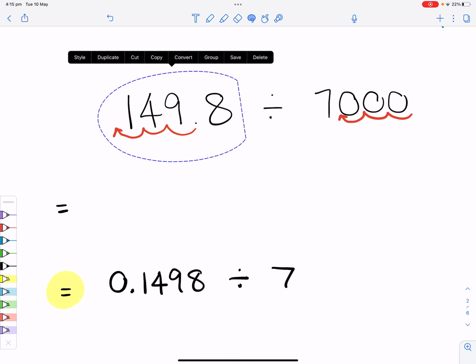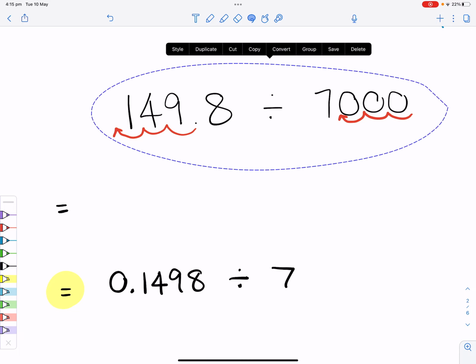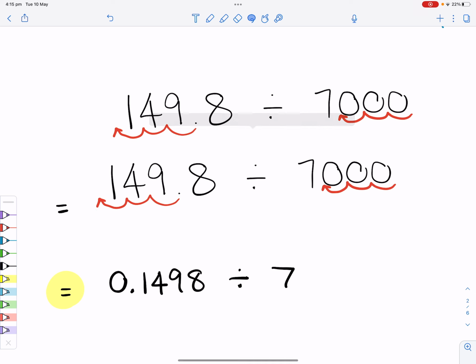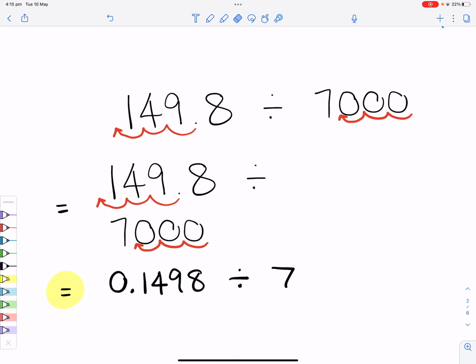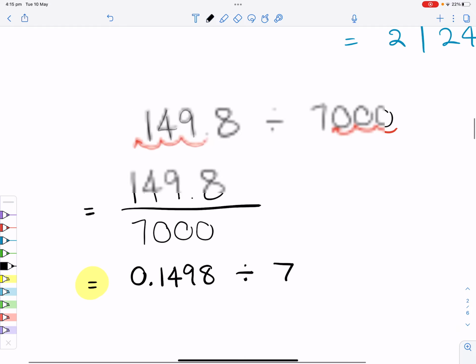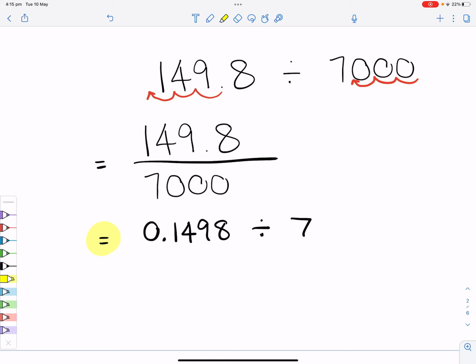So this, let me go with this, copy, paste. So essentially what we've got here is I've turned this into a fraction sign, and we're going to get a pretty small answer. 150 divided by 7,000 is going to be a pretty small number. So that kind of matches what we got down here when we did our conversion step. We got a very small number divided by 7. So I think we're heading the same direction. Let me just backtrack to make it all nice and neat again.